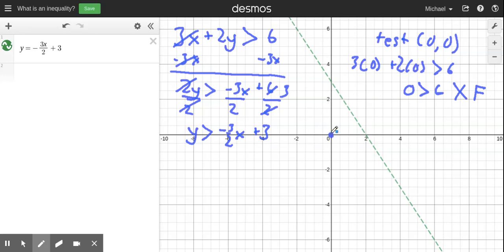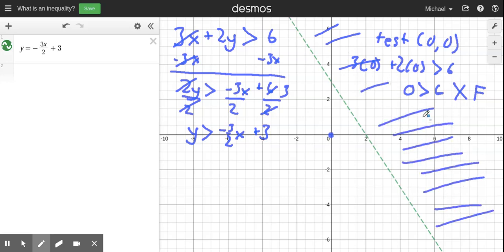But that's okay, because what that tells us is that the shading is going to be on the opposite side from that point. When I draw the shading, I draw it with these lines like this. You don't need to wear down your pencil shading this whole thing. I do it by drawing these lines right here. You can see how your teacher does it.